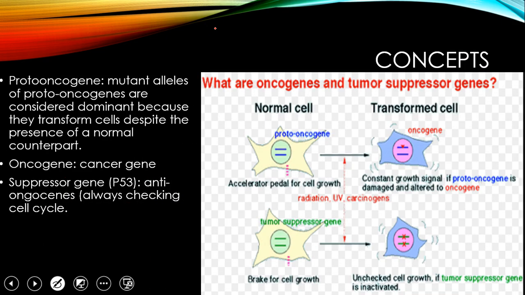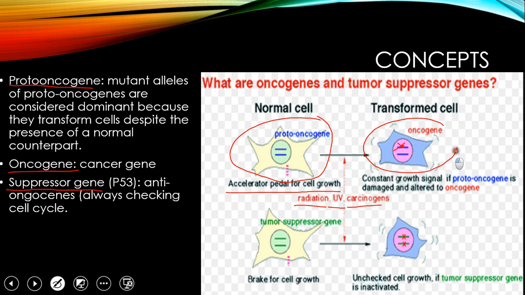Next, some more concepts being brought up here: the concept of a proto-oncogene, of an oncogene, and of a suppressor gene. So here we have a normal cell. I guess it's a proto-oncogene, but it's not cancerous yet. Some kind of thing will happen to it. I guess it has accelerated help for cell growth. I don't know what that means. Anyway, radiation or UV light, carcinogens, whatever, will cause this proto-oncogene to be damaged, taking out one of these, and it's turned into an oncogene or a transformed cell. A constant growth signal: the proto-oncogene is damaged and altered to an oncogene, and now it's going to undergo constant growth.